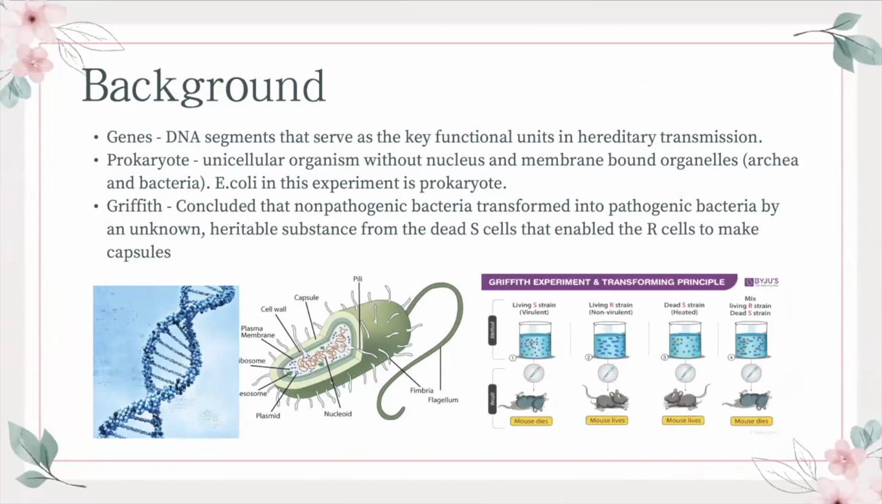Our journey takes us back to the groundbreaking work of Griffith, who observed the transformation of non-pathogenic bacteria into pathogenic bacteria. His discovery showed the mysterious influence of an unknown heritable substance from the dead S cells. This substance empowered R cells to produce capsules.